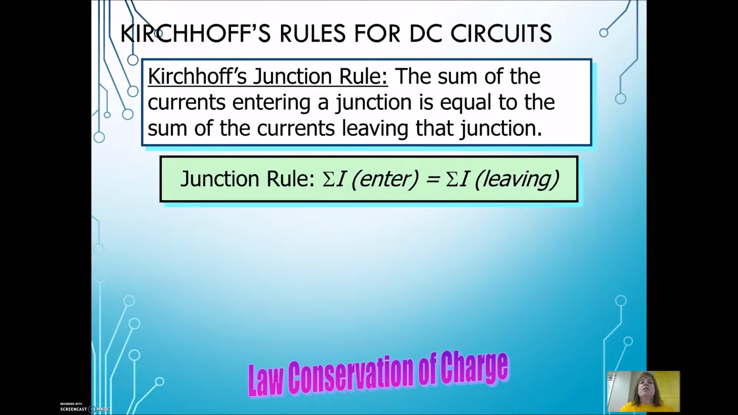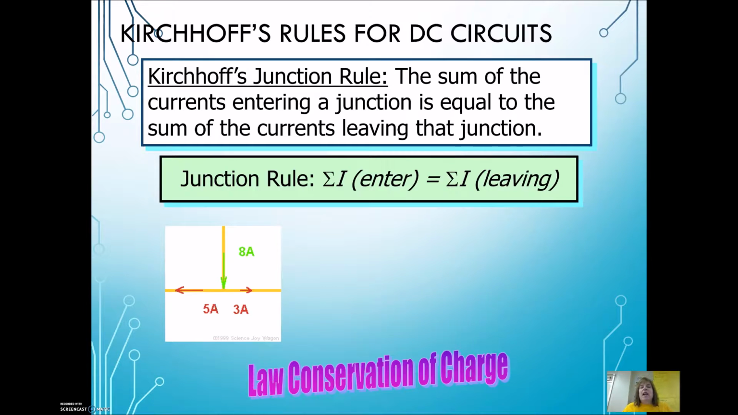Now, this leads to Kirchhoff's first rule, or sometimes they're called laws. Kirchhoff's junction rule says the sum of the currents entering a junction, which is like a split in a wire, is equal to the sum of the currents leaving that junction. So I like to call it what goes in must come out.